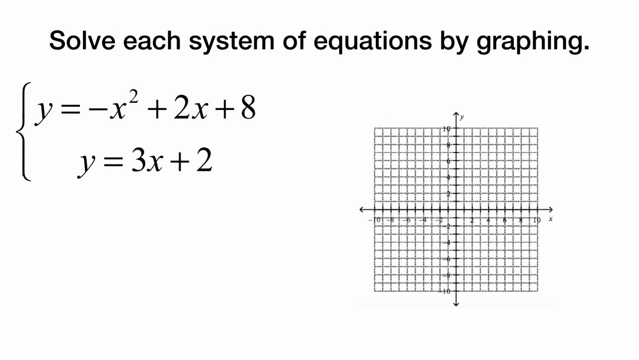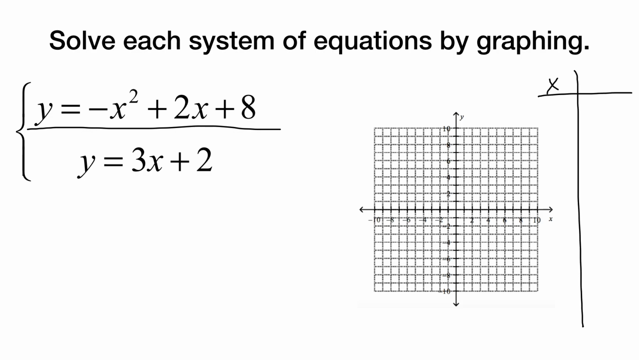All right, so this section says to solve each system of equations by graphing. So what I'm going to do is find some points to graph. I'm going to start with our first equation right here, x and y. Now I'm actually going to start at 0 because at 0 it's just going to be 8. I know that much. So if I go to 1, negative 1 squared is just negative 1 plus 2.